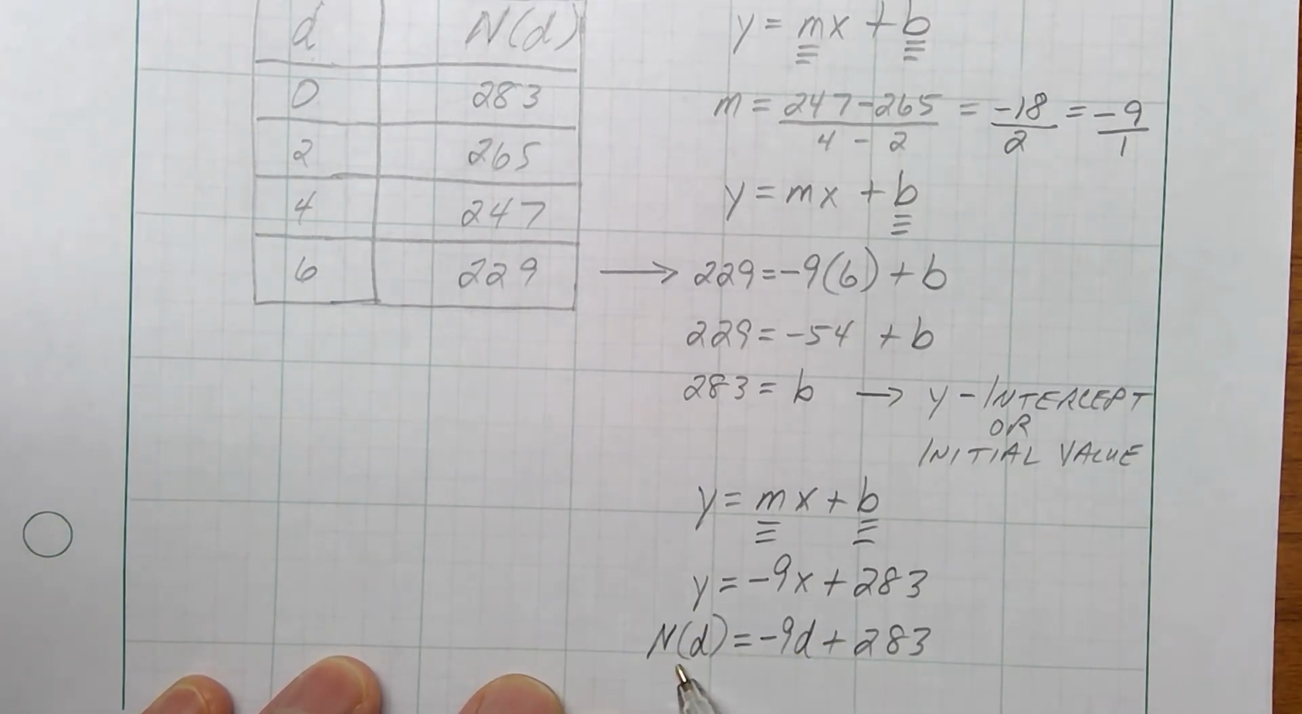And then over here for Y, you just put that D right there, put that in parentheses, and then figure out what letter you're using for Y. So this is the number of students in terms of what year it is, or how many years have passed since 2014. You can say N in terms of D. You can say N of D. Lots of ways to say it.